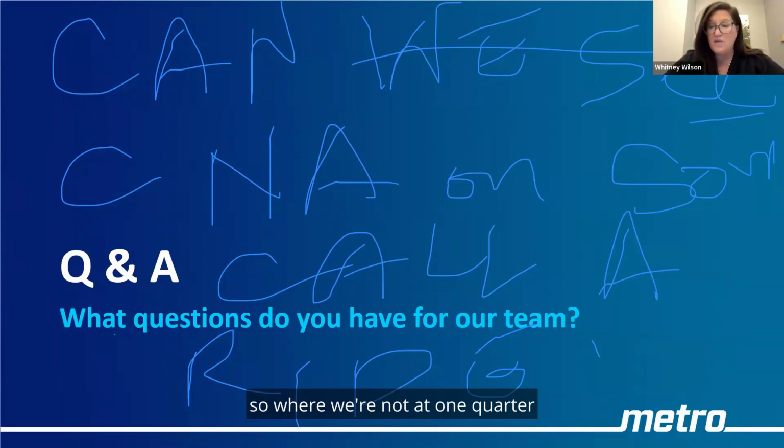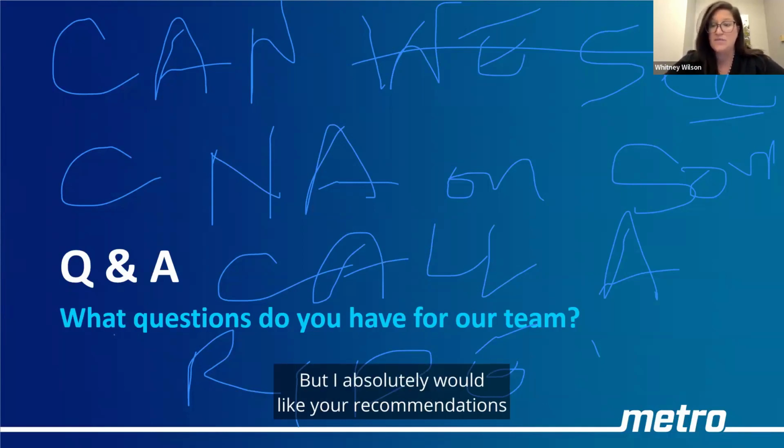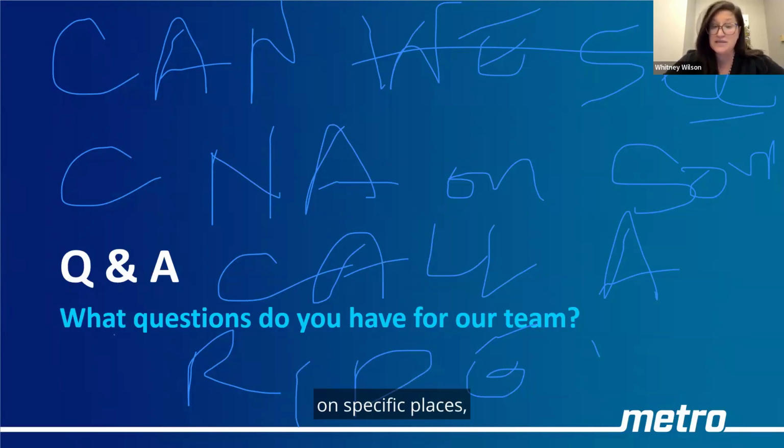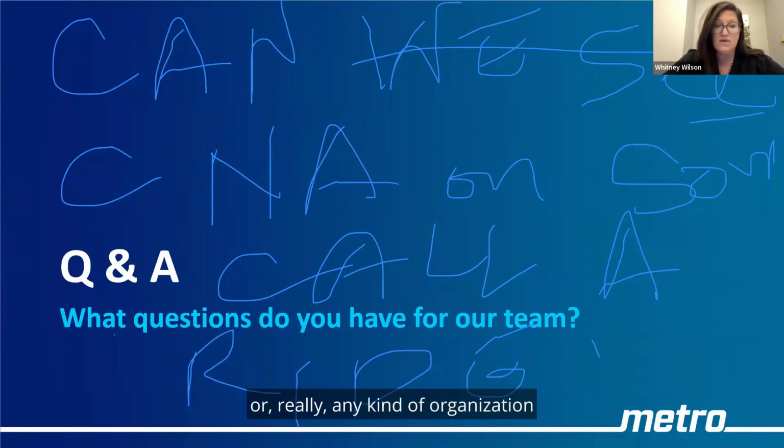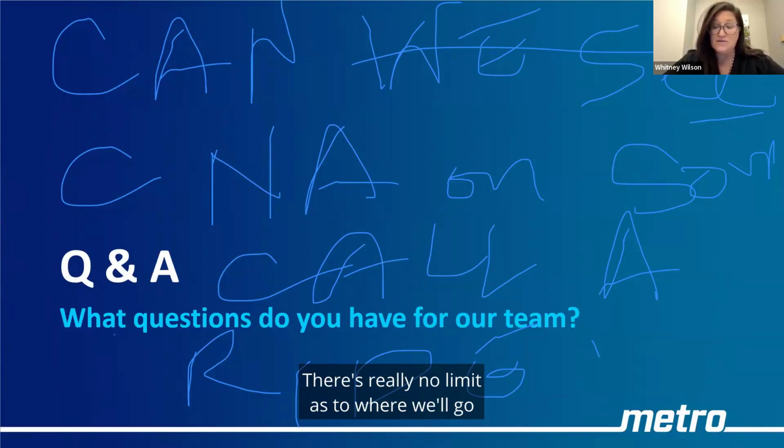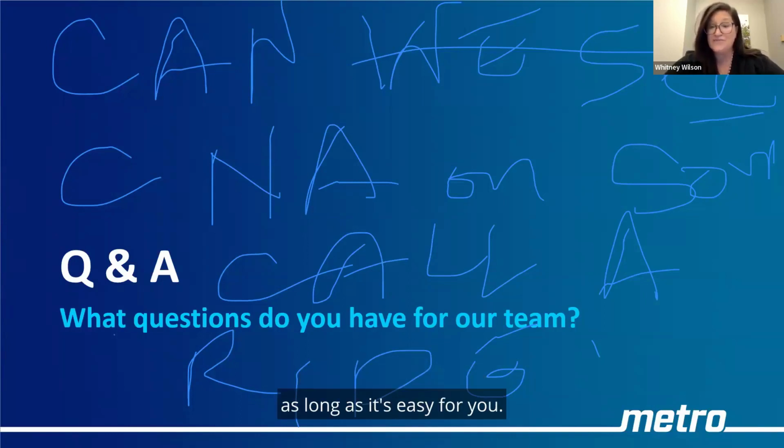So where we're not at one quarter, we'll be at the next quarter, but I absolutely would like your recommendations on specific places, especially if you know that there is a community center or really any kind of organization that's easily accessible on transit and it's easy for you to get to. We would love to hear it. There's really no limit as to where we'll go as long as it's easy for you.